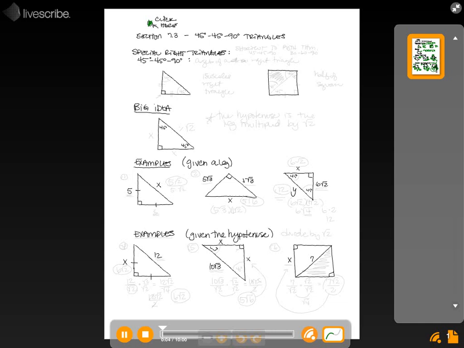Alright, these are our notes for section 7.3 on 45, 45, 90 triangles. Okay, now there are two sections for 7.3. We're going to split it up into the two different types of triangles. This is the first day on 45, 45, 90 triangles.